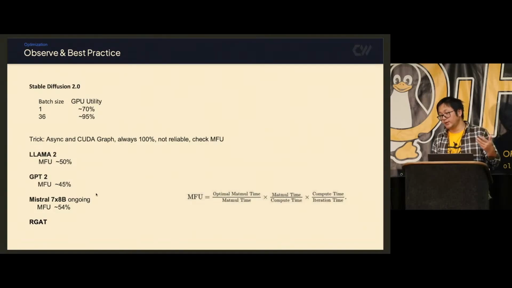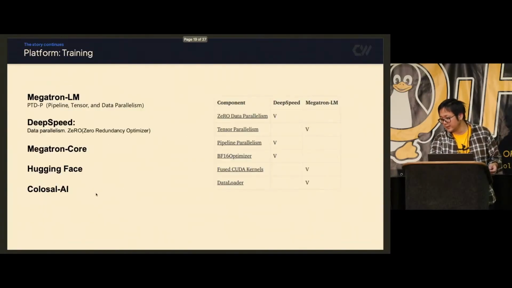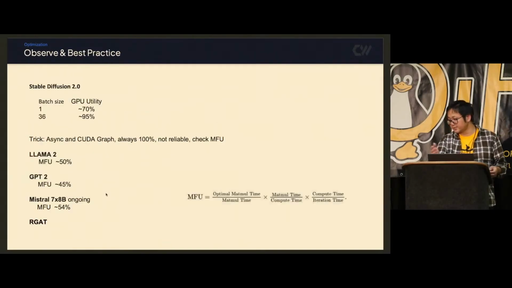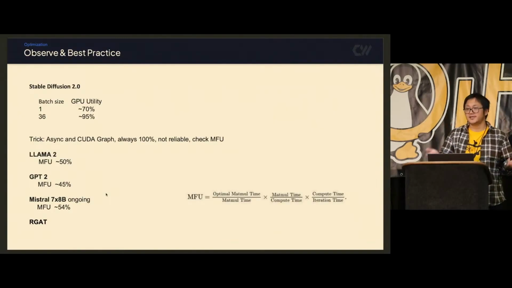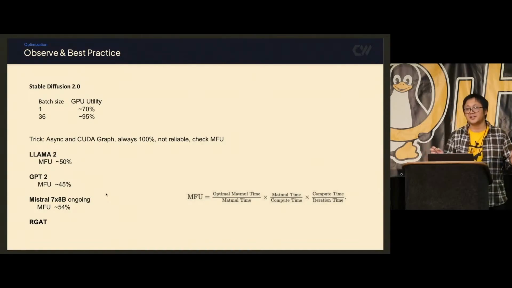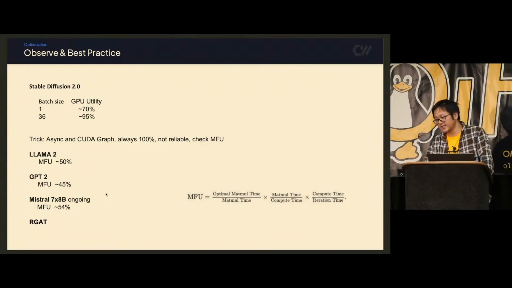Actually, for Mixtral, we got better performance from a different platform, Causal AI. It gives us about 54% MFU. By the way, if you could maintain your MFU at around 50%, it's already very good. So that gives you an idea how important this is when we do AI infrastructure optimization. Even for this, there's so much work to do.